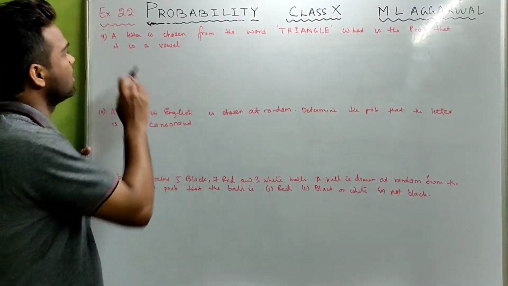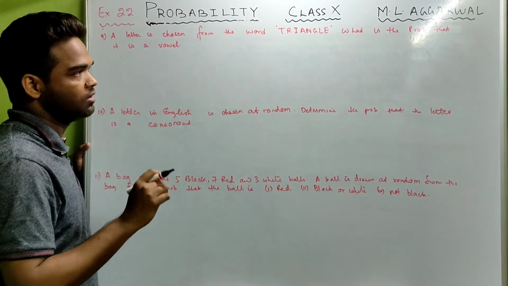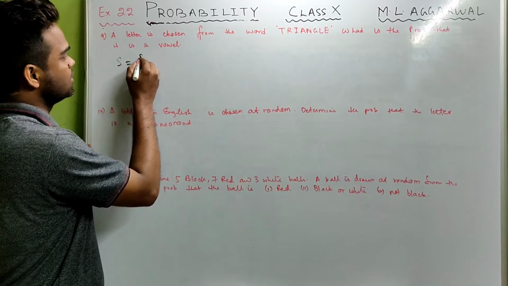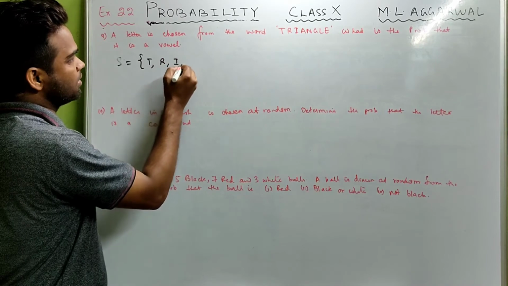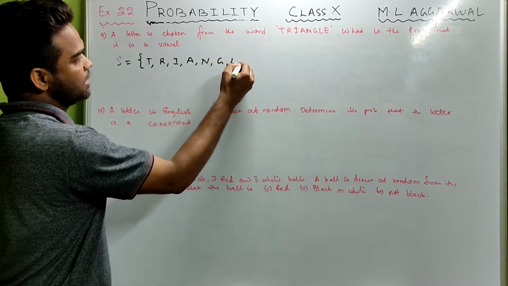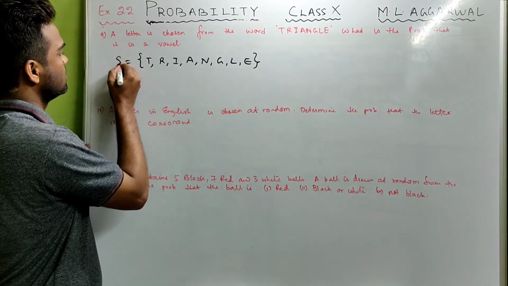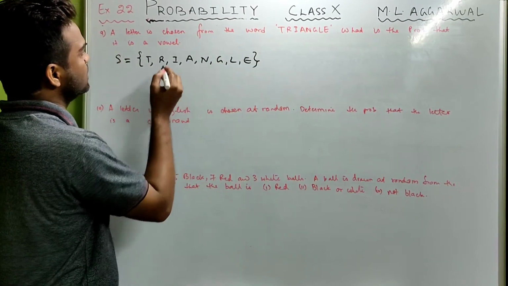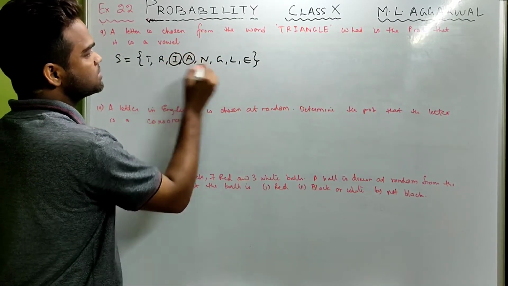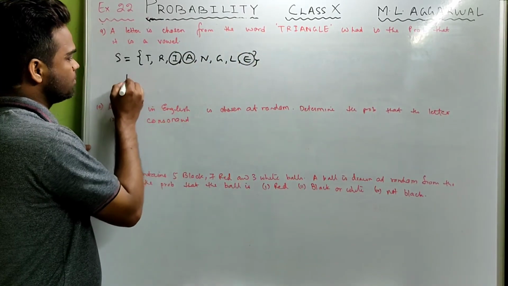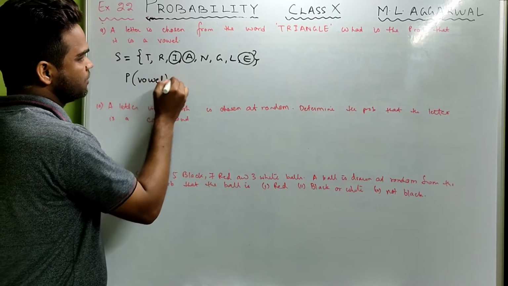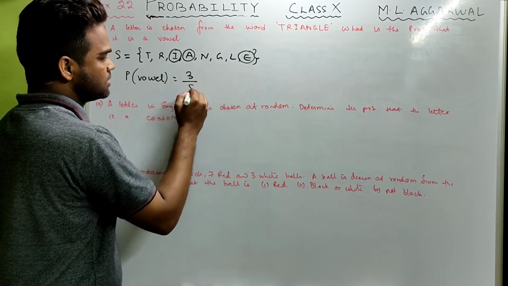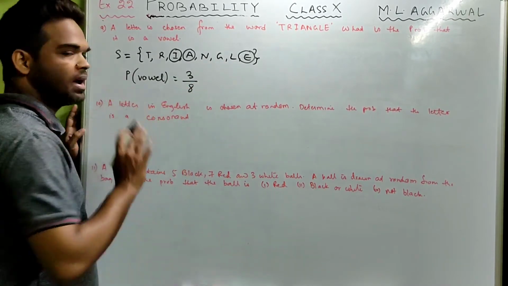Now let us look at the next sum. Now look at number 9. A letter is chosen from the word triangle. What is the probability that it is a vowel? Now the sample space will be T, R, I, A, N, G, L, E. This is your sample space of the experiment, isn't it? Now, what is the probability that it is a vowel? These are your favorable outcomes. So the probability that you get a vowel: your favorable outcome is 3, and the total number of outcomes is 1, 2, 3, 4, 5, 6, 7, 8. So 3 by 8 is your probability.